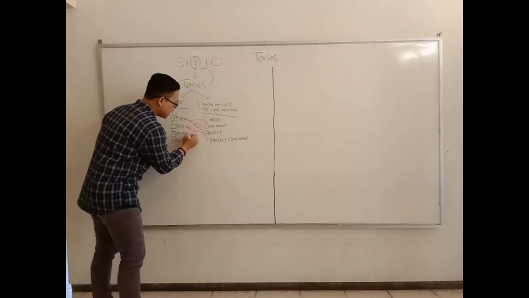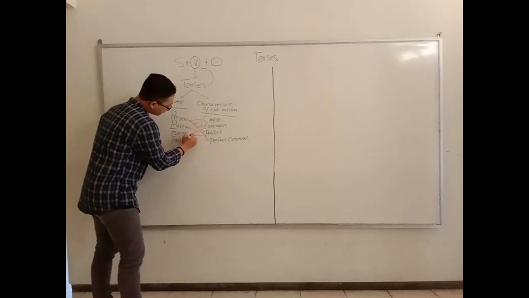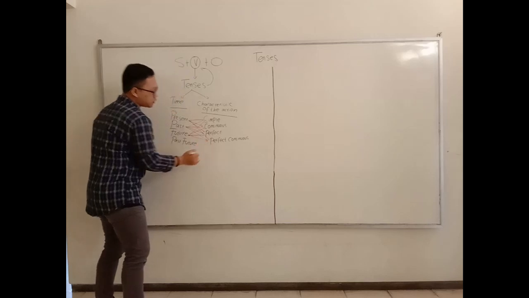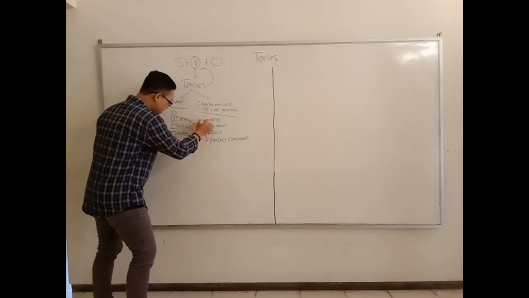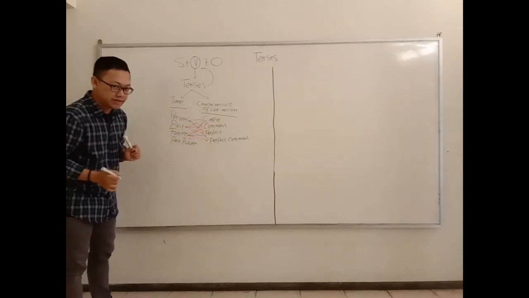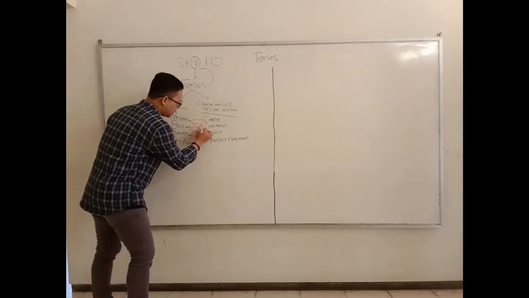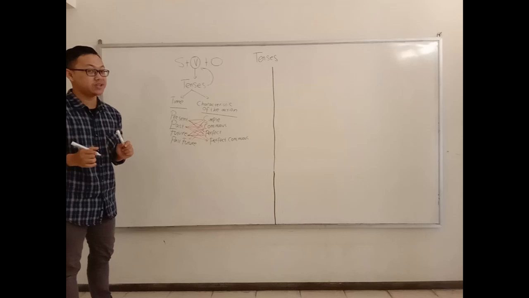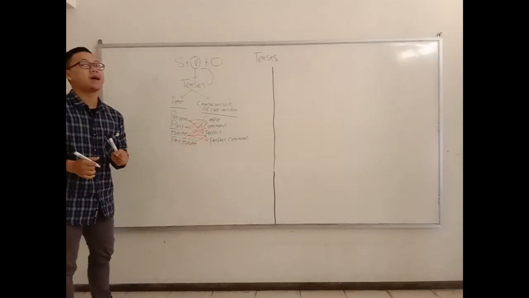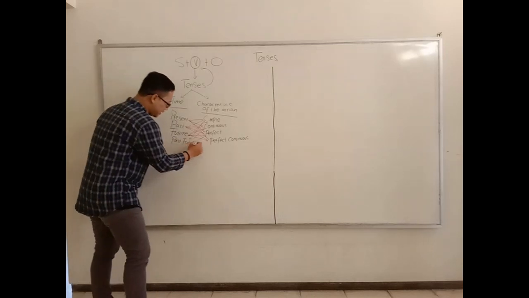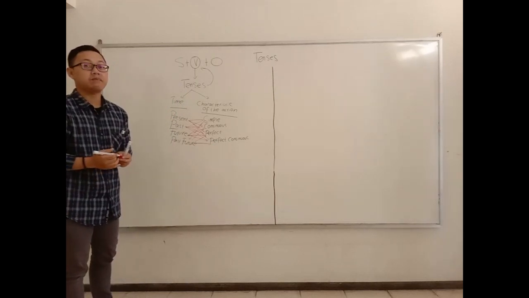Good. Number 11 is future perfect. Number 12 is future perfect continuous. Okay, number 13 is simple past future. Number 14 is past future continuous. Number 15 is past future perfect. And then number 16 is past future perfect continuous.